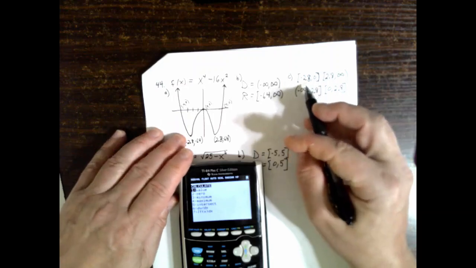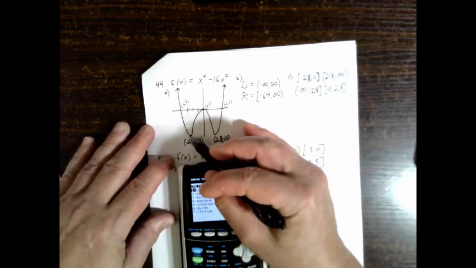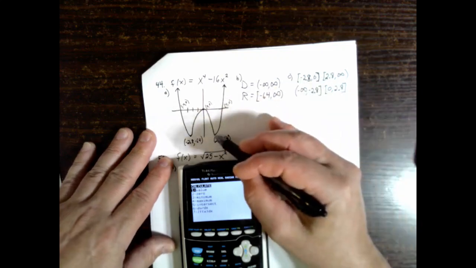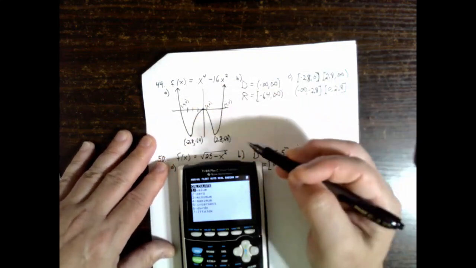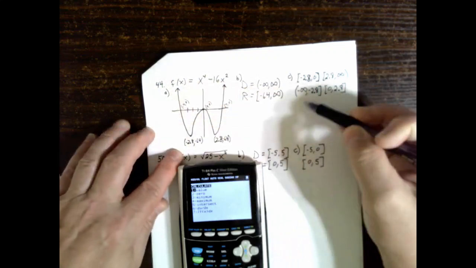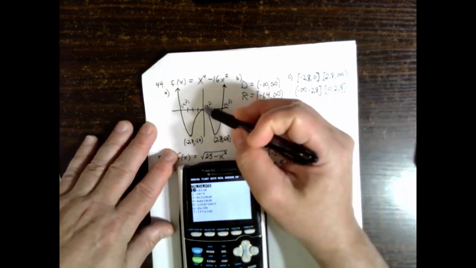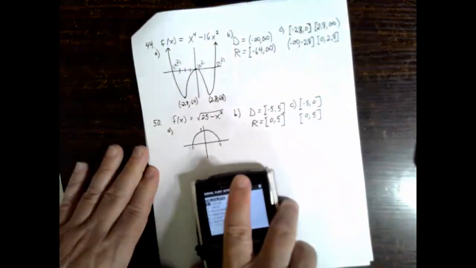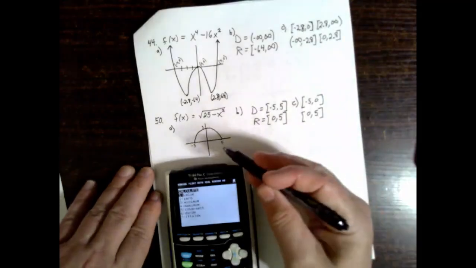Then they ask you, where is it increasing? Well, it's increasing from minus 2.8 to 0, and it's increasing from 2.8 to infinity. Now, where is it decreasing? Minus infinity to minus 2.8, and 0 to 2.8. Right?